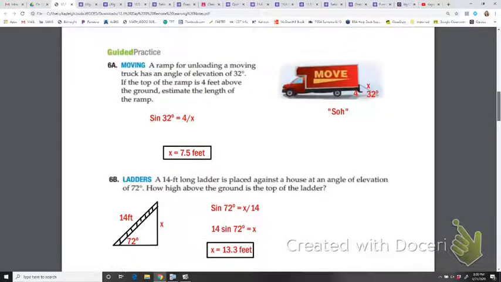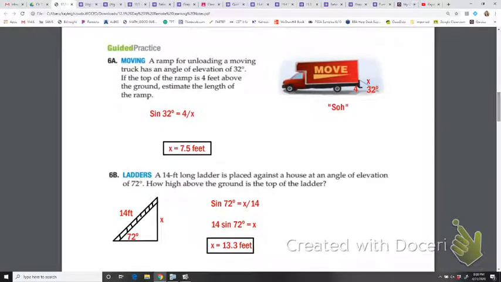For these next two questions, we have a ramp for unloading a moving truck that has an angle of elevation of 32 degrees. If the top of the ramp is 4 feet above the ground, estimate the length of the ramp. So I kind of labeled it. It's kind of small, but over there in the picture, the side that's opposite the 32 degrees is the 4, and the hypotenuse is x. So set up your ratio: sine of 32 degrees equals 4 over x.